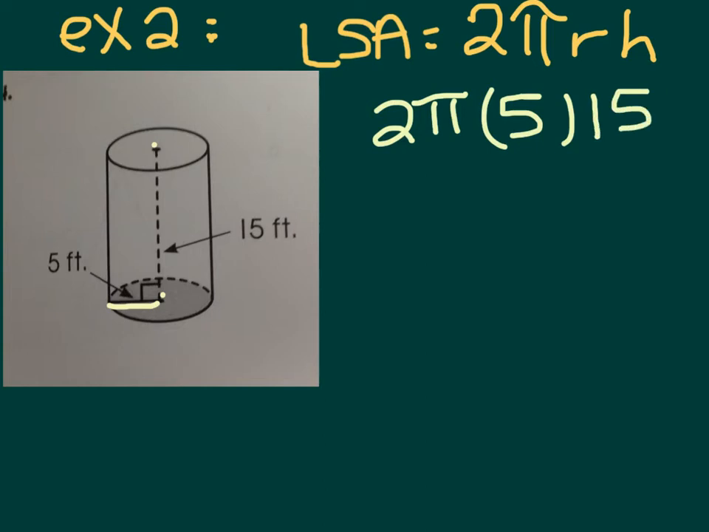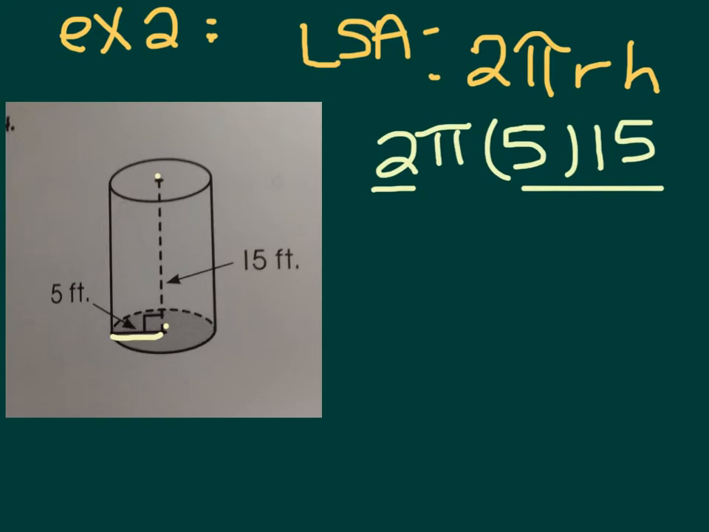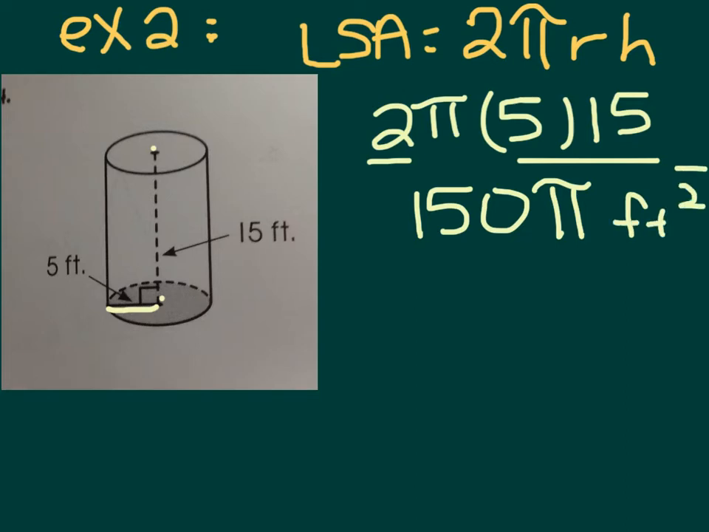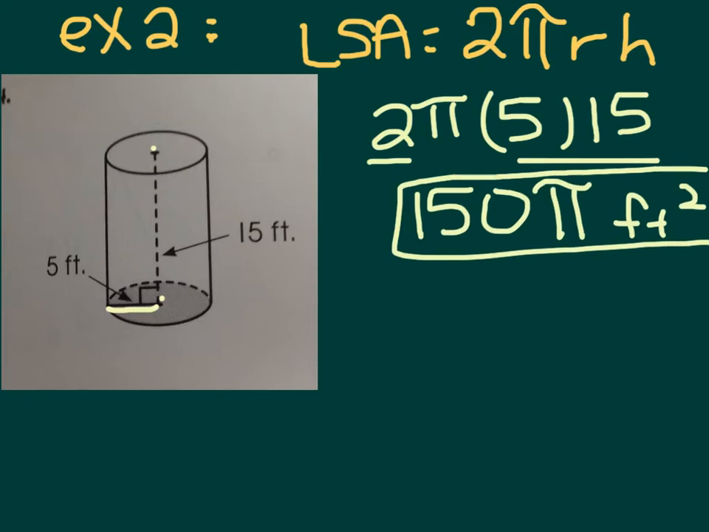So all we got to do is multiply the number portions. So let's do that now. We got 2 times 5 times 15, which is 150. Okay, so we got 150, and we'll just put pi with our answer. So this will be 150 pi feet squared. There's our first surface area. Now we're going to do the total surface area. I'm going to move this up just a little bit.